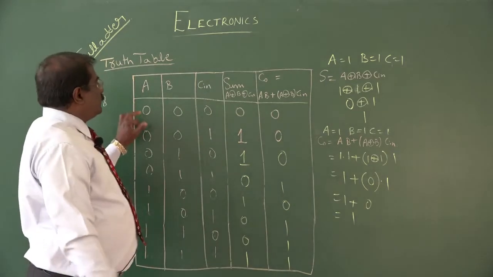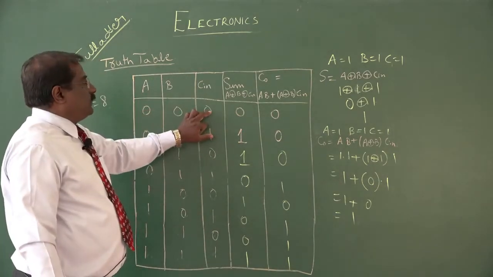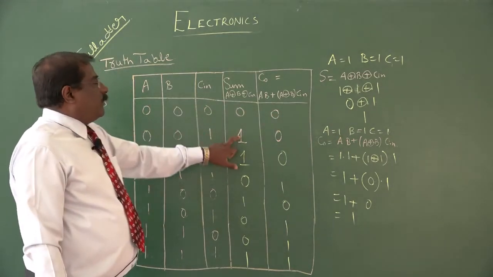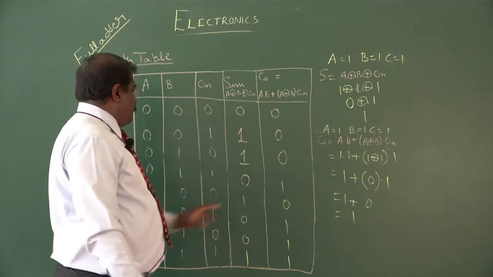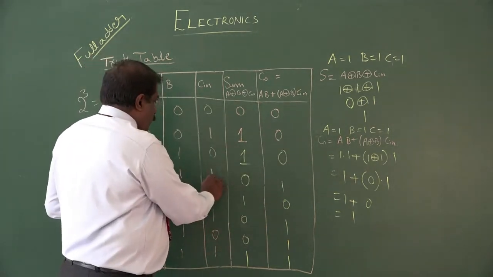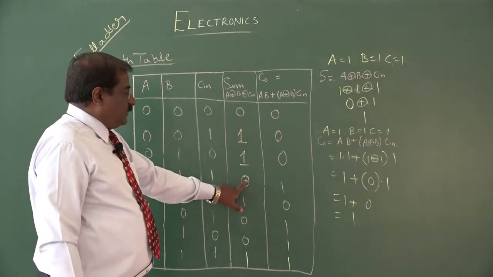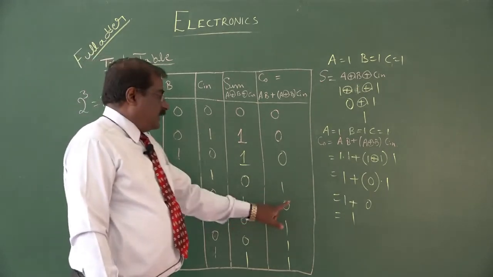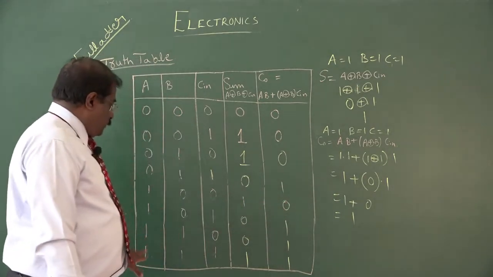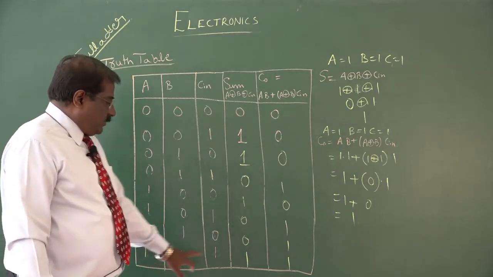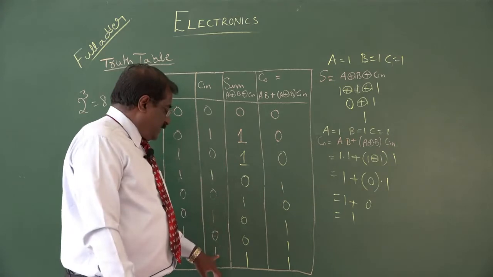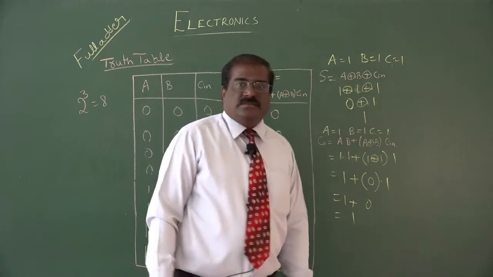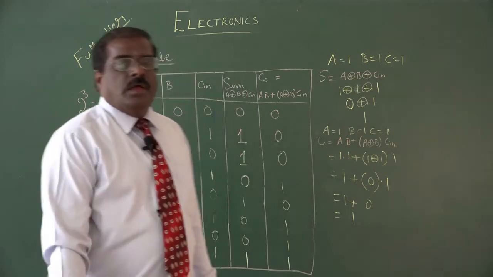So once more I will tell you the truth table. 0 0 0, sum is 0, carry is 0. When 0 0 1, the sum will be 1 and the carry will be 0. If it is 0 1 1, at that time sum will be 0, carry will be 1. If it is 1 0 0, sum will be 1, carry will be 0. So in the last case 1 1 1, if three inputs are 1, at that time sum will be 1 and the carry will be 1 according to the expression. Hence this finishes the truth table of the full adder.